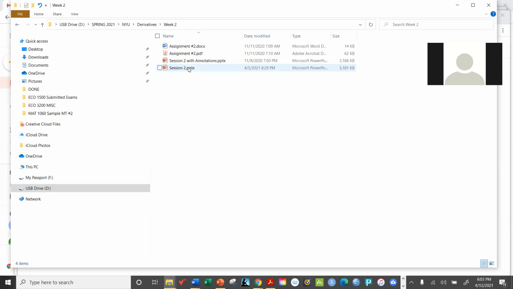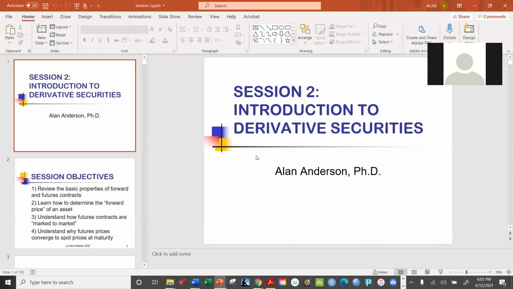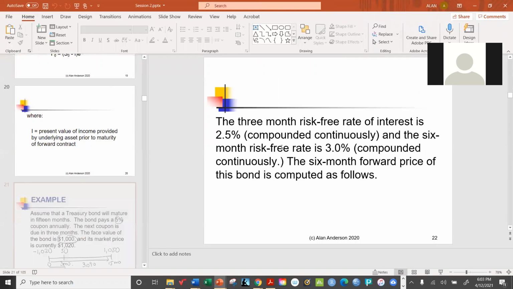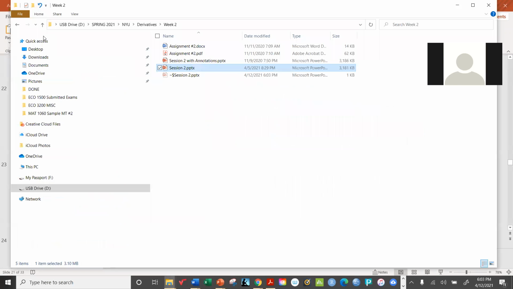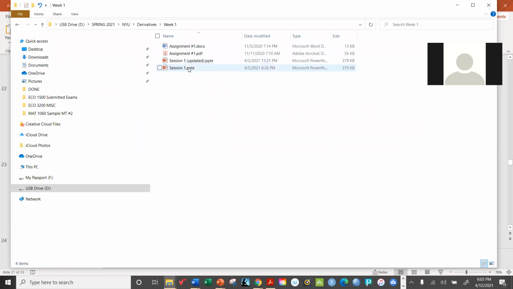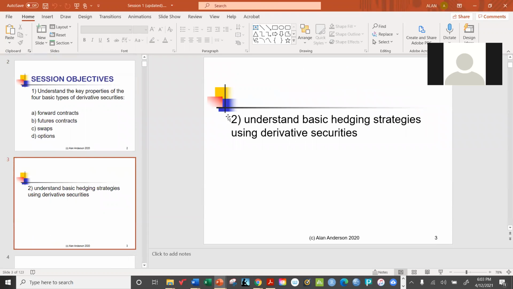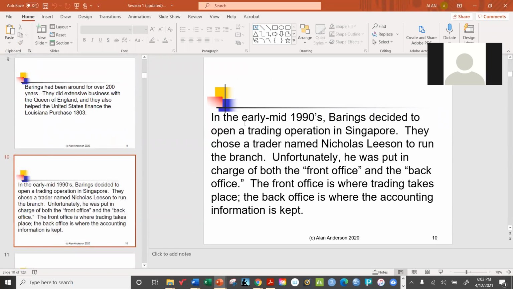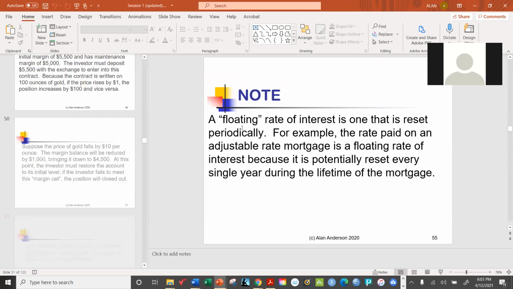Week 2 this week. Actually, while we're at it, why don't we just take a quick peek at what we were doing last week? Just a quick reminder. Last week, we were looking at a broad overview of the 4 basic types of derivative securities: forwards, futures, swaps, and options. And we got quite a bit done here.